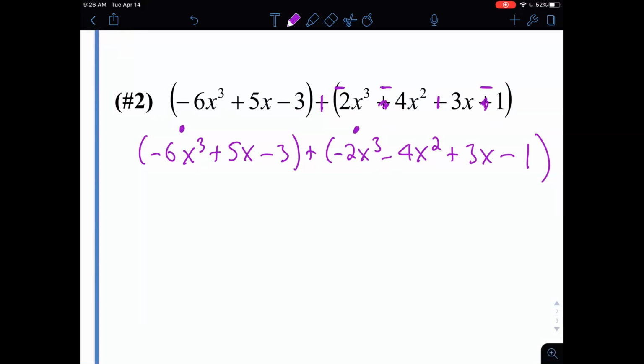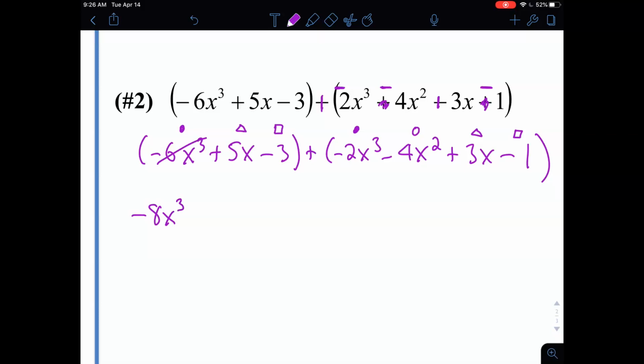Any other, are there any x squareds? Yep, there's one x squared over here. Any x's? Yep, we got these x's right here. Any constants or numbers by themselves? Yep, we got these guys right here. So this time we do have a couple x to the thirds we can combine. What is negative 6x to the third plus negative 2x to the third? What's negative 6 plus negative 2? It's going to be negative 8x to the third.